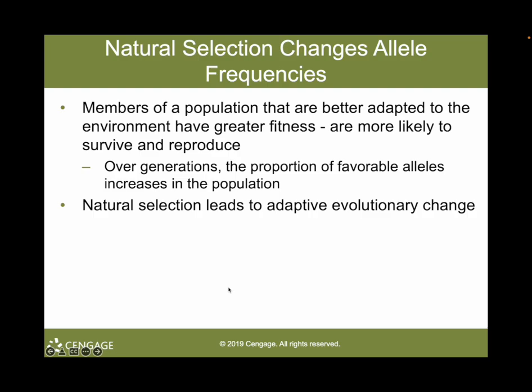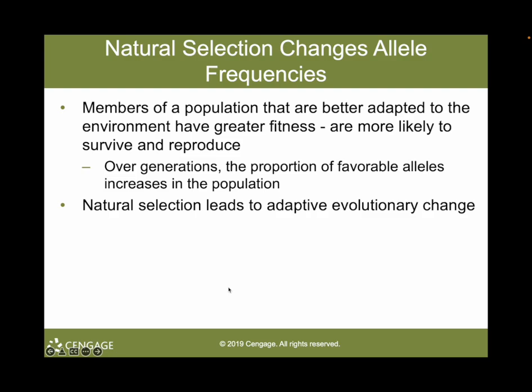Natural selection is the mechanism of evolution first proposed by Darwin, in which members of the population who are more successfully adapted to the environment have greater fitness. That is, they are more likely to survive and reproduce. Over successive generations, the proportion of favorable alleles increases in the population. In contrast with other microevolutionary forces, natural selection leads to adaptive evolutionary change.